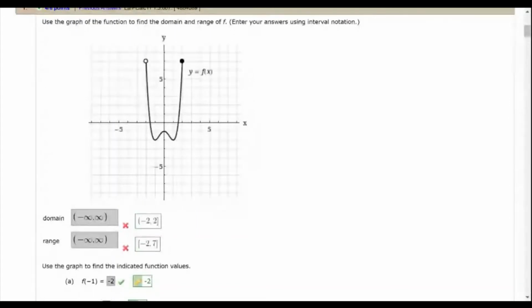All right, here we go. Number one, use the graph of the function to find the domain and range of f.